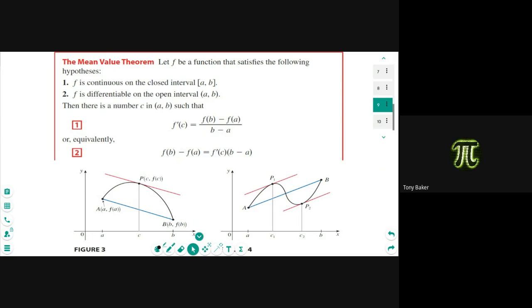So the mean value theorem was discovered, I can't really say invented, discovered by Lagrange. He was a professor in Turin at the age of 19. He was born in 1736, so he was a professor in 1754 or 55. His work spanned the 1730s to the early 1800s.